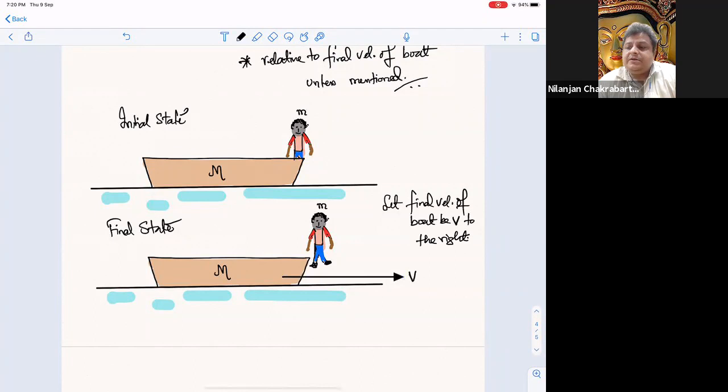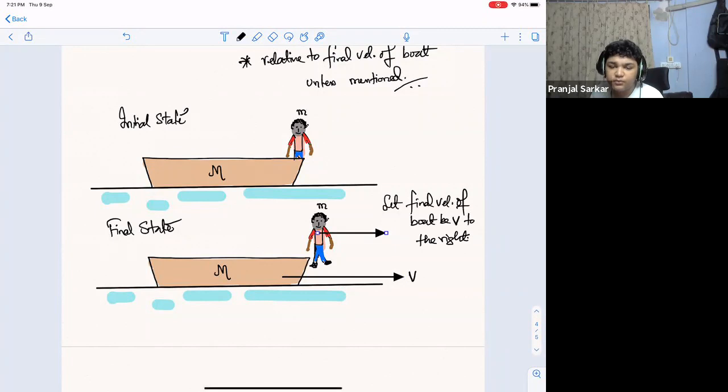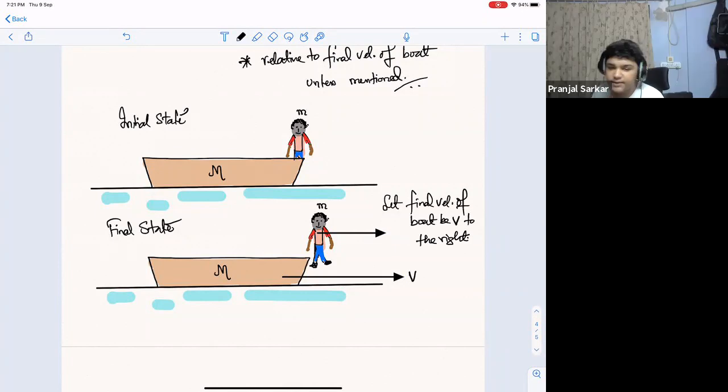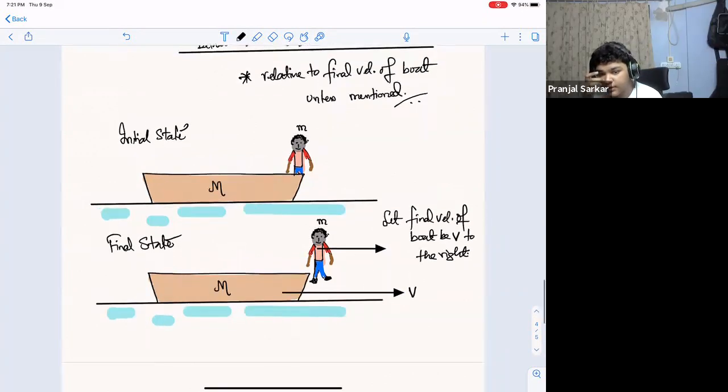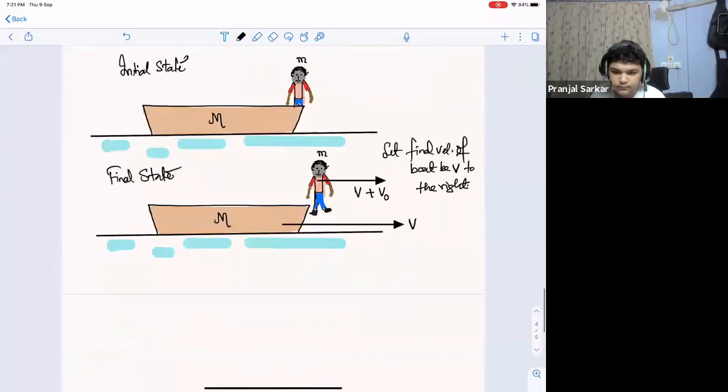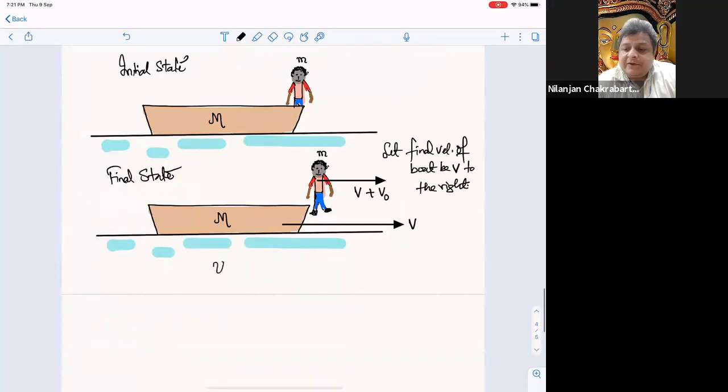So that's v. Now v naught is relative to the boat. Sir, the boat is moving with v, so the person's velocity should be v plus v naught? Yes, it will be v plus v naught. The reason is: velocity of the person with respect to the boat is equal to velocity of the person minus velocity of the boat. This is just to bring that term.